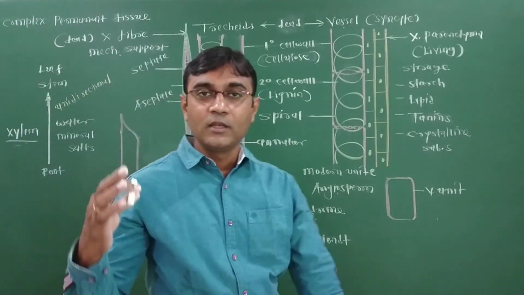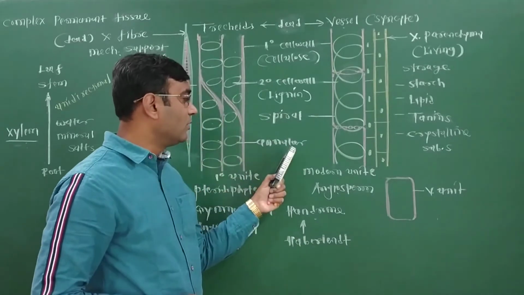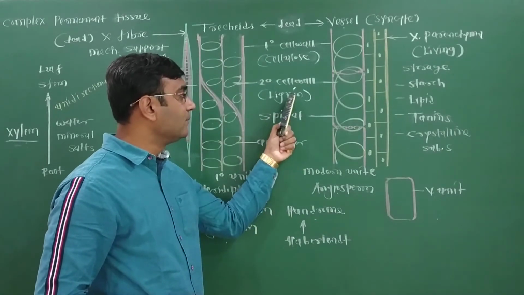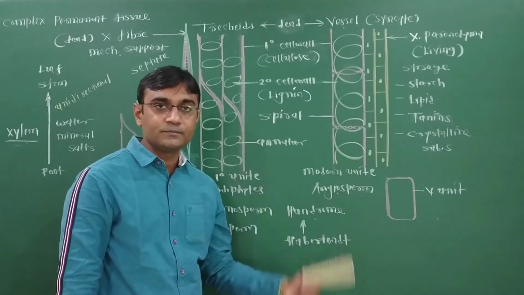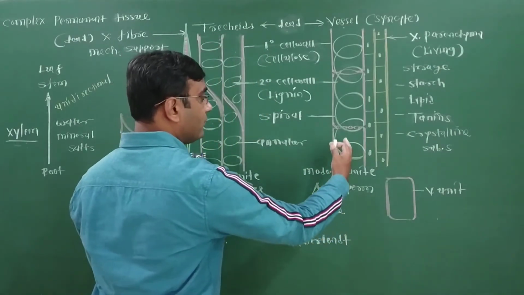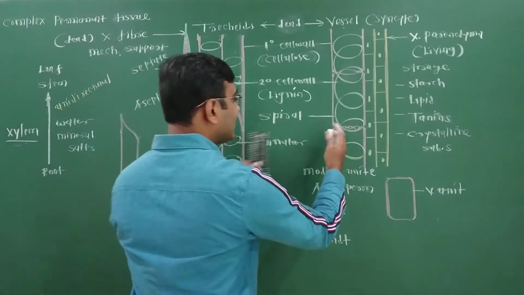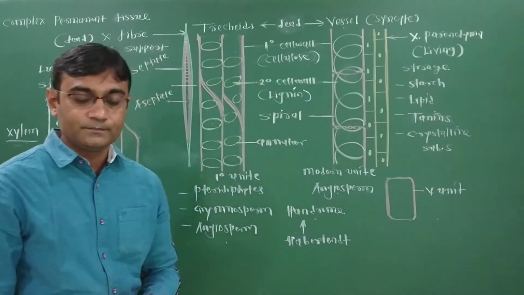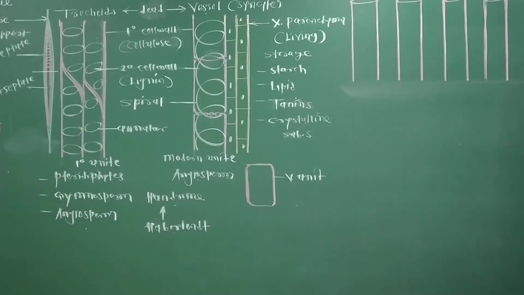Now we go on to discuss the various patterns of thickening of lignin present as a secondary cell wall in both tracheids and vessels, which provides a lot of support against the pressure of sap. Sap means the water plus minerals. Due to the pressure, this wall does not break. So now we are drawing the various patterns of thickening.